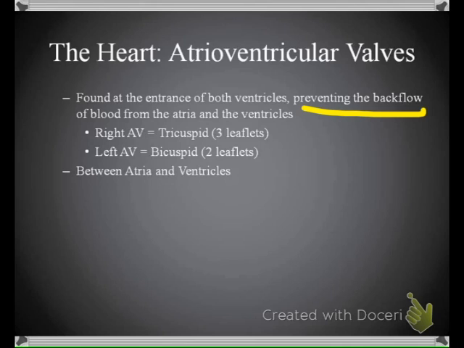And so we do see that we have the right AV valve, or the atrioventricular valve, and we see that it's tricuspid, and it has 3 leaflets. The left AV is bicuspid and has 2 leaflets. So keep that in mind, that tricuspid means 3, bicuspid means 2, and that the right is 3, the left is 2. And so just keep this whole portion in mind.